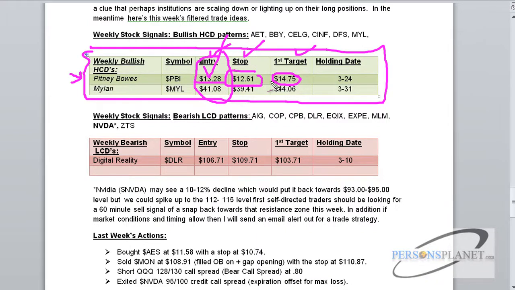Maybe it only goes to 14.25. That's where I'll send an email saying, hey, you may want to raise your stop, scale out, let's get out, something doesn't look right, and we go with that route.